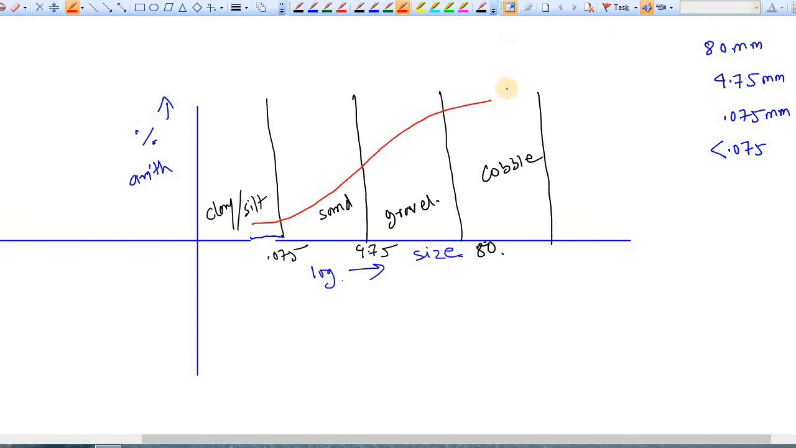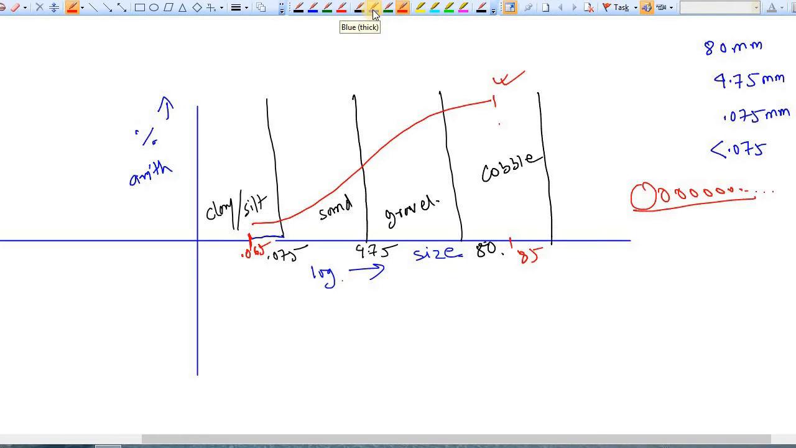Now can you tell me what is the nature of this curve? Well, this is well graded because the particle size ranges from, let's say, 0.065 up to, let's say, 85. So in this soil you have all types of particles. That's why this is well graded soil.